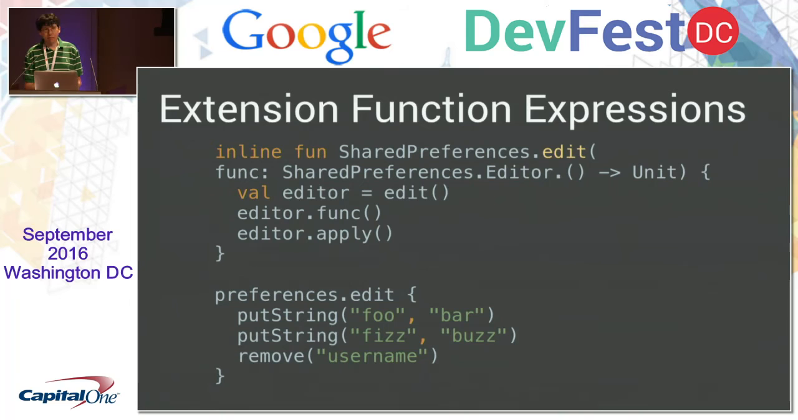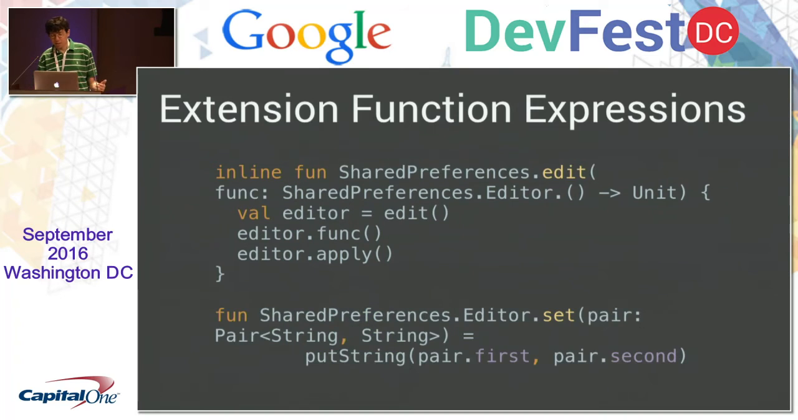If you worked with the support library, there's a class called pair, and basically it's just one object to another object, like a simple map. Kotlin has support for this. It can be written out as foo to bar with the English word to. So what we're going to do is find another extension function on editor called set, which takes a pair of strings and just calls putString on it.